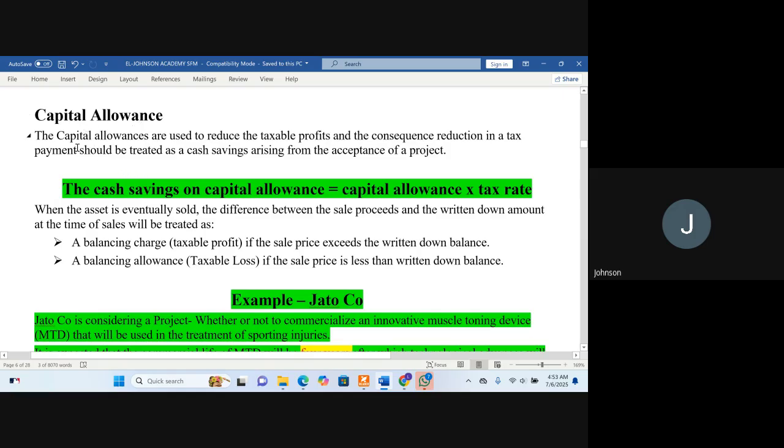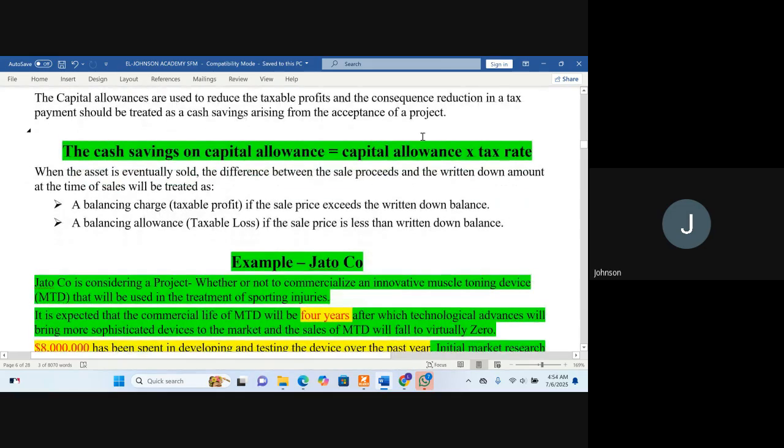So now, our capital allowance. They say the capital allowances are used to reduce the taxable profits, and the consequent reduction in a tax payment should be treated as a cash savings arising from the acceptance of a project. Now, the cash savings on capital allowance is equal to the capital allowance multiplied by the tax rate.